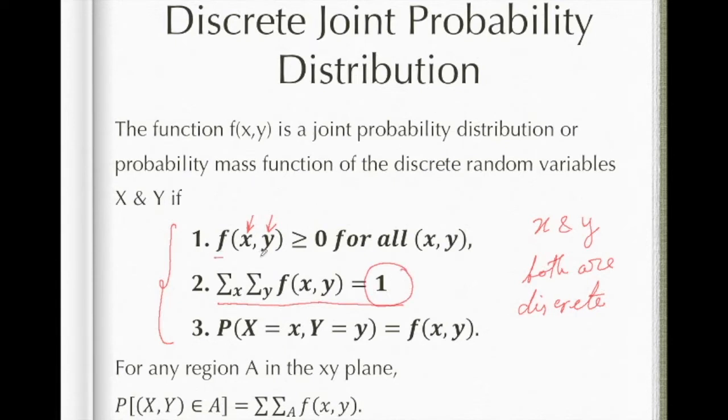And this f(x, y) is nothing but the probability of x equal to x and the probability of y equal to y. So there is an "and" relationship between these two, which is represented by this probability of (x, y) over the sample space A for x and y. So there may be many possibilities for x and y.